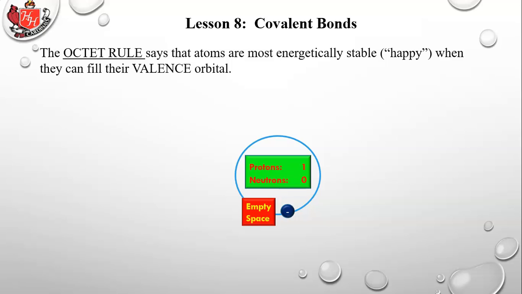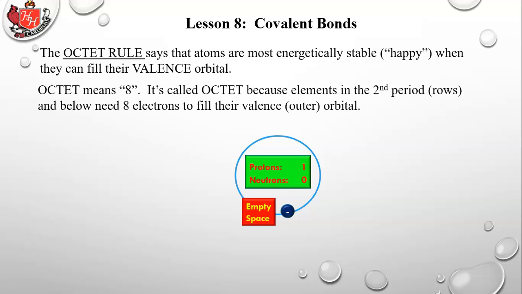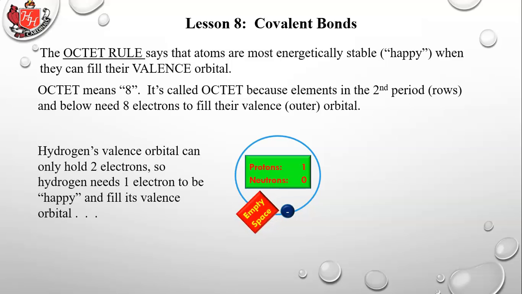So the octet rule says that atoms are most energetically stable. They're happy when they can fill their valence orbital. Octet means 8. It's called octet because elements in the second period, row, and below need 8 electrons to fill their valence outer orbital. So hydrogen's valence orbital can hold 2 electrons. So hydrogen needs 1 electron to be happy, to fill its valence orbital. And remember, hydrogen, even though it's on the upper left corner of the periodic table, is a nonmetal.